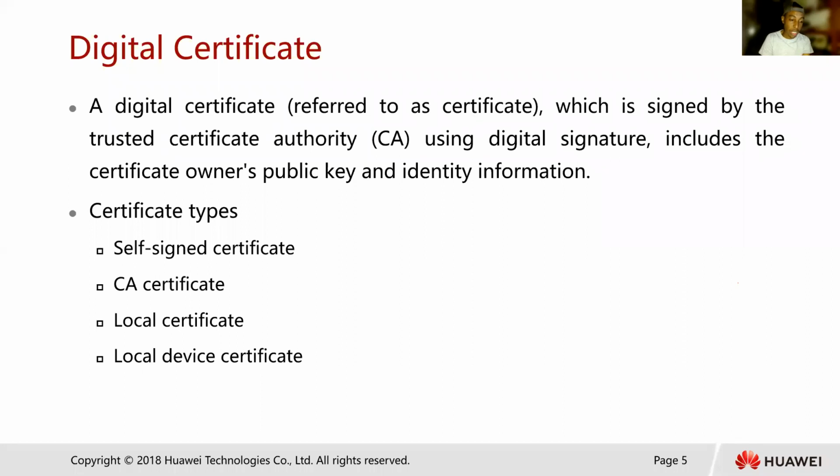So you can think of a digital certificate like an ID or a passport. The moment you show it, it means that I know now you are the one. So you can have a self-signed certificate. You can have a CA certificate. You usually have what is called a local certificate, and even another type is a local device certificate. The CA certificate is usually owned by the certificate authority.